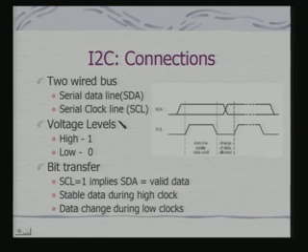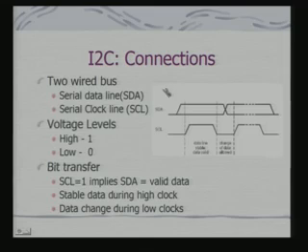So, I told you already, I2C is typically a serial connection. It is a 2-wire bus. One is called the serial data line, another is the serial clock line. In fact, actual bit transfer takes place when SCL, that is your clock, is 1. So, SCL equal to 1 implies SDA is having valid data.